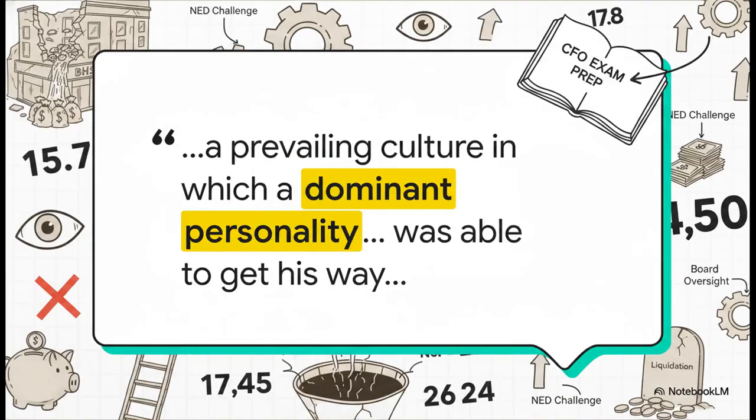To really cement this concept, let's look at a nightmare scenario: the collapse of British Home Stores, or BHS, in 2016. A parliamentary report actually cited a prevailing culture in which a dominant personality at the top was able to get his way with little, if any, internal challenge. This is exactly what we want to avoid. When a board just becomes a personal empire for a CEO and the NEDs completely fail to provide that internal challenge, disaster strikes. Money flows out, huge pension deficits build up, and the company eventually goes under. So for the exam, highlight this phrase in your mind, constructive challenge.